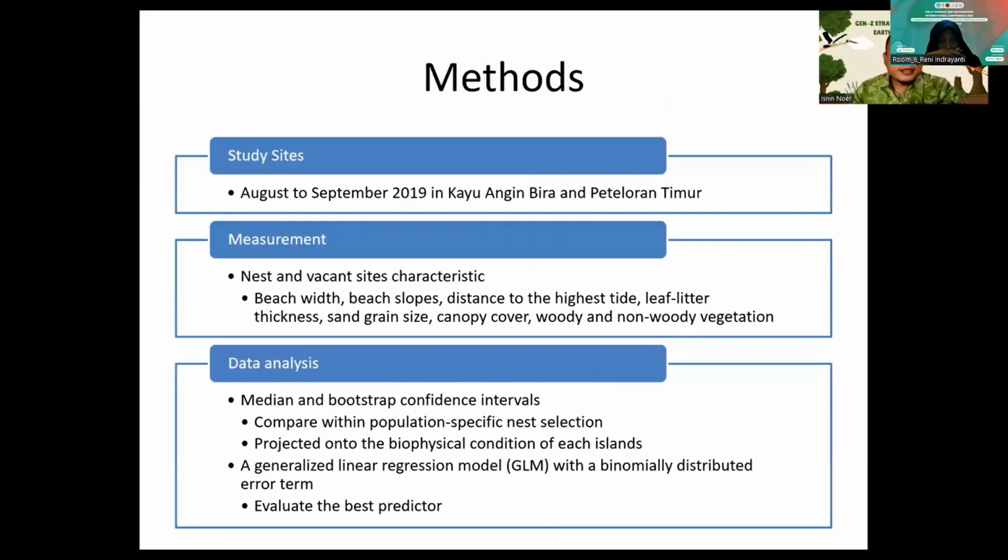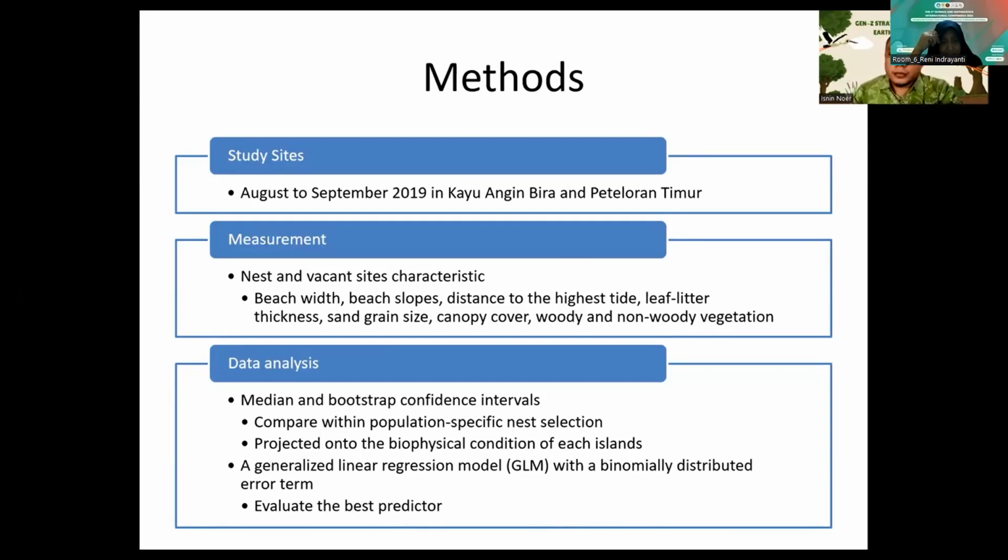We carried out a study on two islands in the Thousand Islands of Jakarta, which are commonly used by hawksbill turtles for nesting, namely Kayu Angin Bira and Putuan Timur. Nest sampling occurred from August to September 2019. We patrolled daily on foot from 6 p.m. until 6 in the morning, searching for female hawksbills. For each female encountered that successfully laid eggs, we marked the egg chamber using tape to help us locate the nest the next morning.